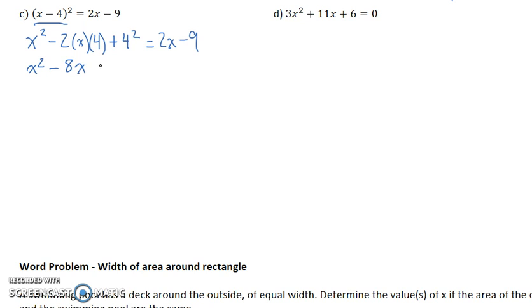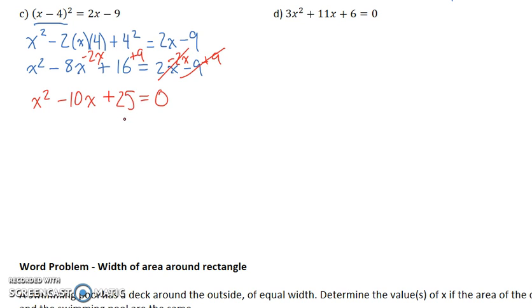It becomes 8x, and plus 16, that's equal to 2x minus 9. Now what I need to do is get it in that equals 0 form. So I'm going to subtract 2x from both sides, and I'm going to add 9 to both sides. That's going to cancel the 2x on the right side, and it's going to cancel out the negative 9 on the right side. I'm going to be left with 0. So I'm going to get x squared minus 10x plus 25 equals 0.